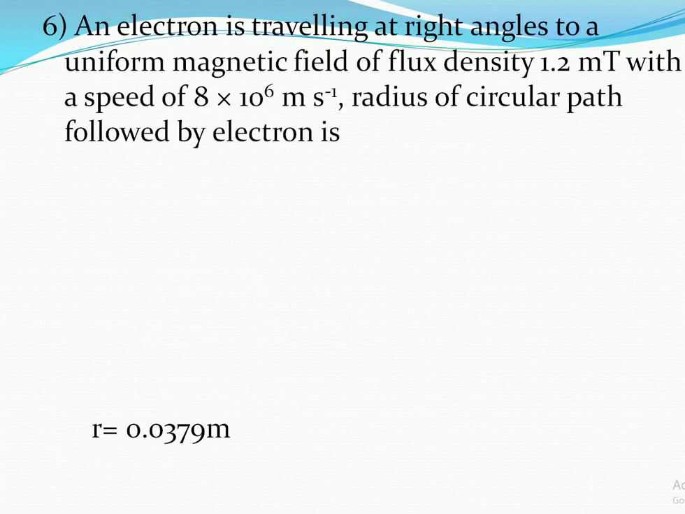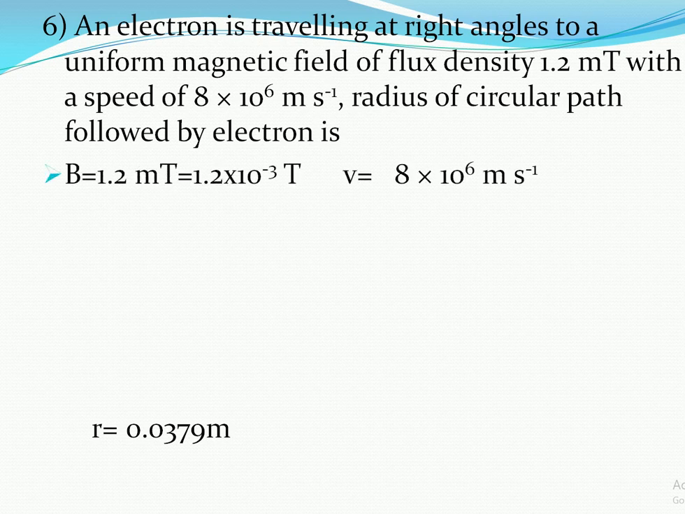Next numerical. An electron is traveling at right angles to a uniform magnetic field of flux density 1.2 millitesla with a speed of 8 into 10 raised to 6 meter per second. The radius of the circular path followed by the electron is. In this numerical, magnetic flux density is given, that is 1.2 millitesla, and therefore it is equal to 1.2 into 10 raised to minus 3 Tesla.